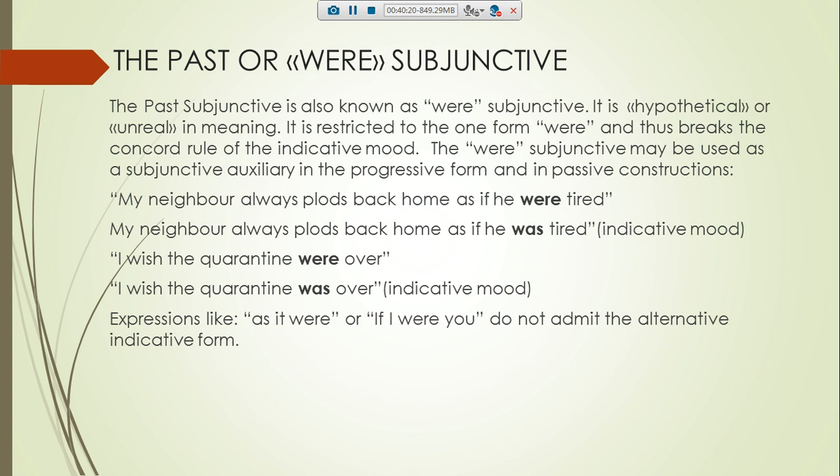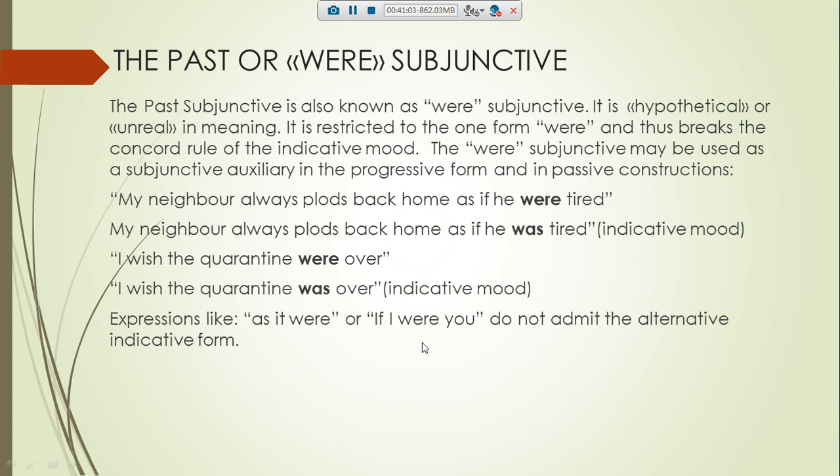In this case, we do not speak of neutralization of the moods like in the cases before, in the cases of the present subjunctive. This is indicative mood with no doubt. I wish the quarantine were over, subjunctive mood, or I wish the quarantine was over, indicative mood. In expressions like "as it were", which means so to speak, or "if I were you", these expressions do not admit the alternative indicative form. So you will rarely hear things like "if I was you". "As it was", never. And "if I was you", it's really very rare.